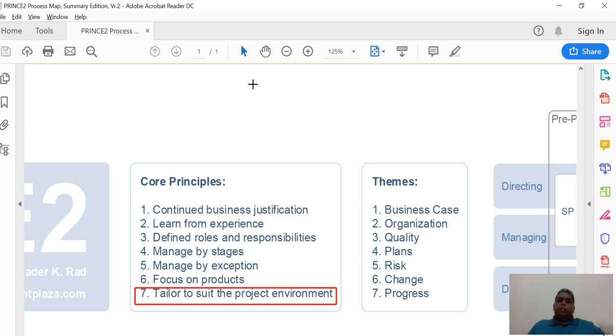I hope the seven principles have helped you in understanding, I would say, the machine behind a PRINCE2 project. And in our next video, we would talk about the seven themes of PRINCE2 in terms of what is the approach of PRINCE2 towards managing these seven themes within the context of the projects.